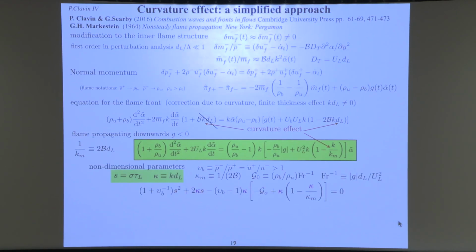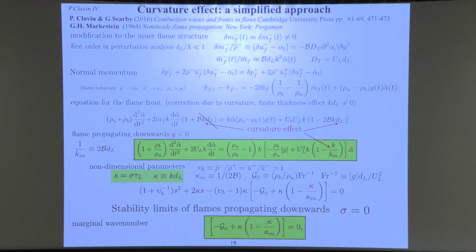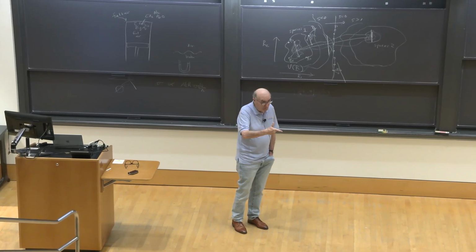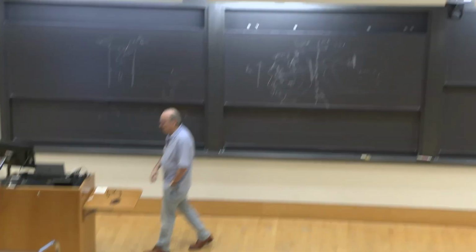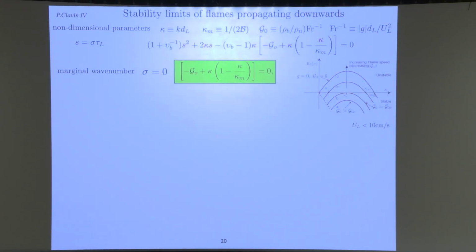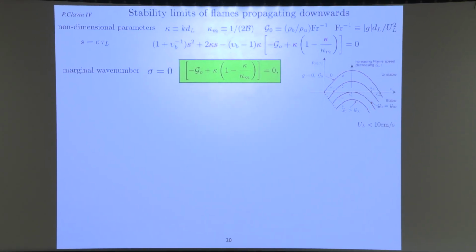To do that, it's very simple. You say, in that case, the growth rate should be 0. S should be 0. Now, I have just a quadratic equation for the wave number. I am going to find two wave numbers where the growth rate is 0. That's very simple. Here, now, this depends on G.